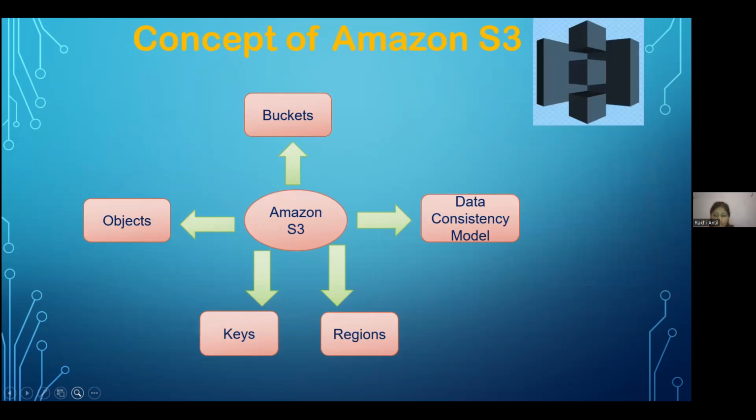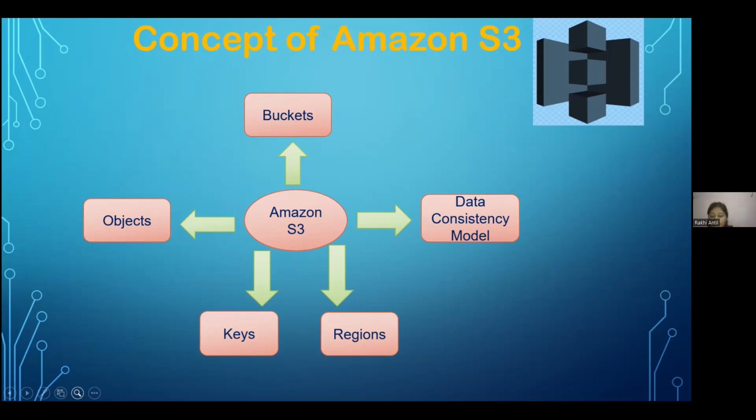So these are the concepts of Amazon S3. First is the bucket, second is object, third is keys, fourth is region, and last is the data consistency model. So first we discuss buckets. What is a bucket? A bucket is a container used for storing objects, and every object is contained in a bucket.